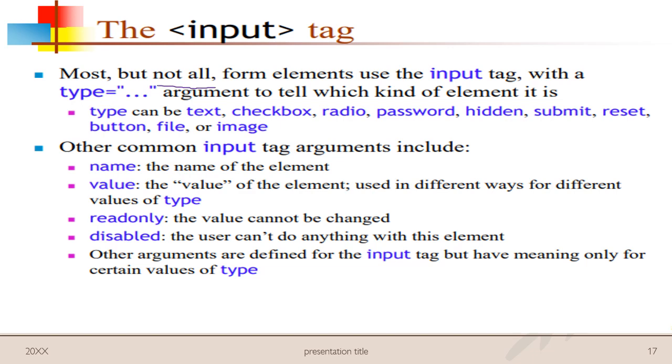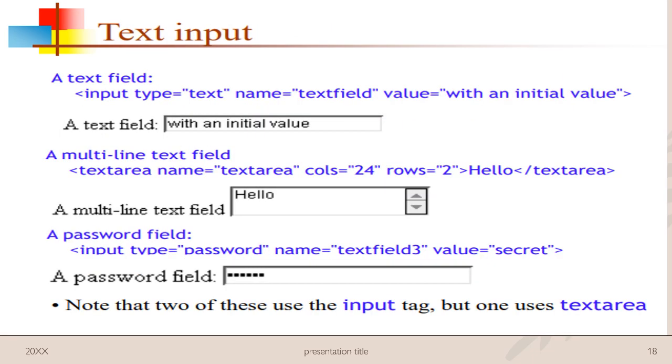Most, but not all, form elements use the input tag with the type within double quotes as an argument to tell which kind of element it is. Other common input tag attributes include name, value, readonly, and disabled. As we can see here, a text field: input type equals text, name equals textfield, value equals with an initial value, and then we can get this output.